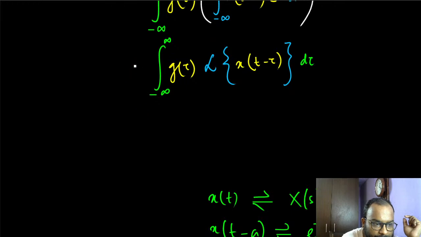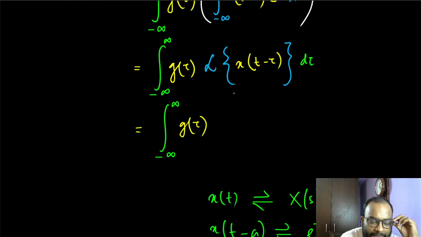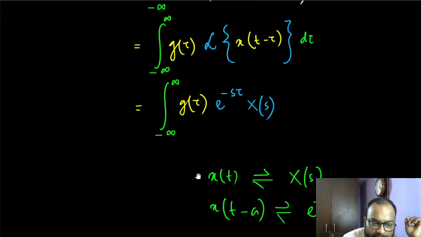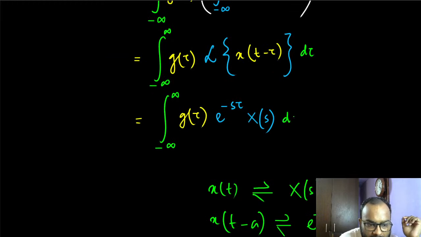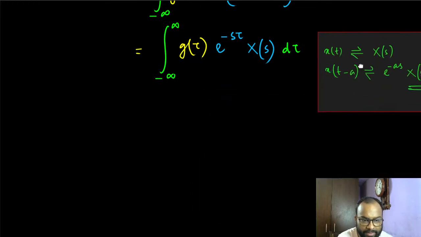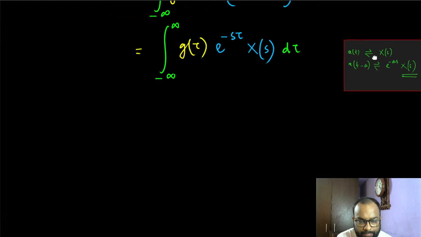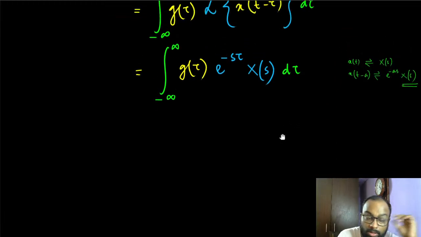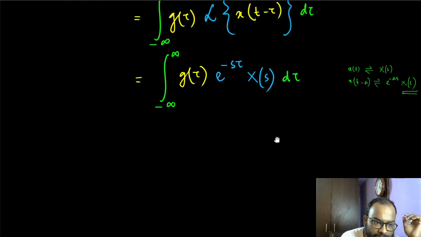So let's write it once again. This is going to be the integration of g tau times e to the power minus s tau X(s), because of the time shift property, and we have d tau. Not a problem there. Let's bring this to the side and give this as a side note. All right, I believe so far it is not a difficult thing to understand.